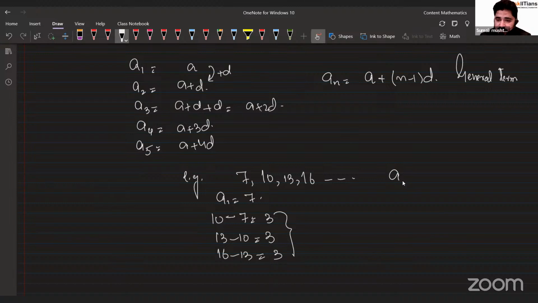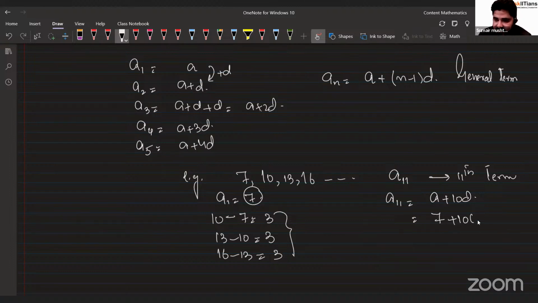Let us suppose I have to find A11, the 11th term. How can we find the 11th term? Come on, guys, those who are in the chat section can answer me. A11 is equal to a plus 10d, isn't it? So what is your a? a is the first term, that's 7. So 7 plus 10 times d, that is 3, which equals 37.